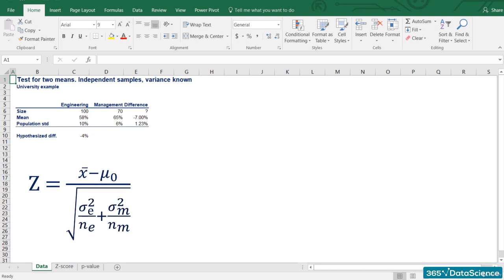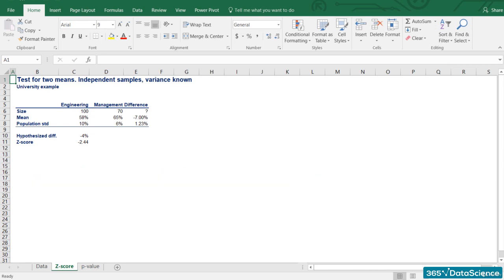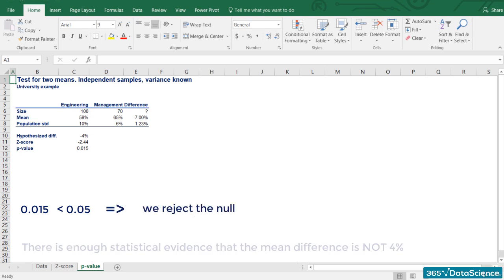Sample mean difference minus hypothesized mean difference divided by the standard error. We plug in the numbers and get a z-score of minus 2.44. Let's calculate the p-value. Once again, I'll just tell you the p-value, as usually you will obtain it using software. The p-value of the two-sided test is 0.015. What we can say is that at 5% significance, which is common for such a study, the p-value of 0.015 is lower than 0.05. Thus, we reject the null hypothesis. There is enough statistical evidence that the difference of the two means is not 4%.